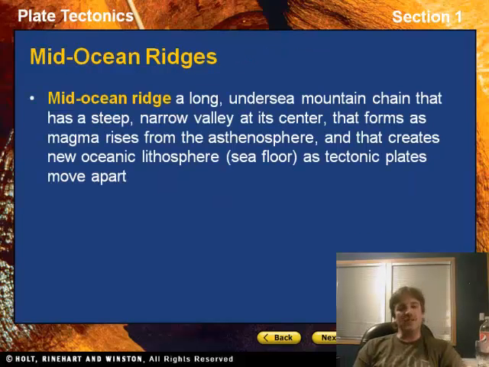One of the geologic features in the Atlantic Ocean we'll need to talk about is the mid-oceanic ridges. A mid-ocean ridge is a long undersea mountain chain, the longest mountain range in the world, with steep narrow valleys at its center, that forms as magma rises from the asthenosphere and creates new ocean lithosphere as the plates move apart. We're going to talk a lot more about this in just a few slides, but one thing I want you to keep in mind when we're talking about this.